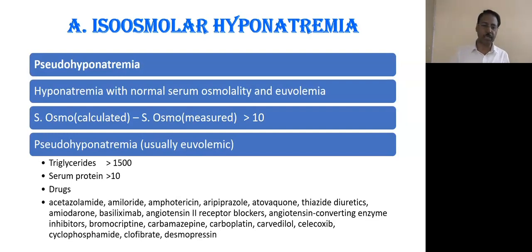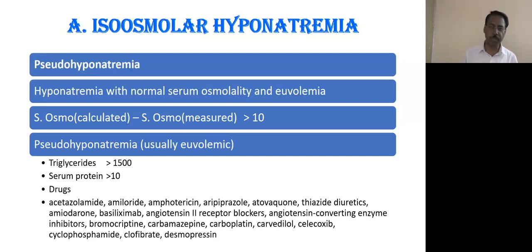So if the osmolality is normal, this is a condition we call pseudohyponatremia, where you have hyponatremia with a normal serum osmolality and the patient is euvolemic. The other way of labeling this is where the difference between your calculated osmolality and the measured osmolality is more than 10. Normally it should be within 10. So if your calculated minus the measured osmolality is more than 10, then you are qualifying for this definition of pseudohyponatremia. And the reasons why this happens are increased triglycerides and proteins.